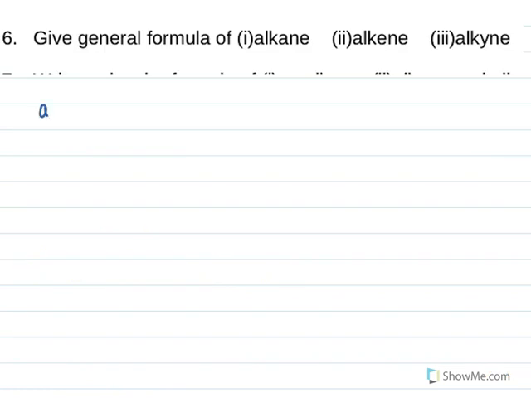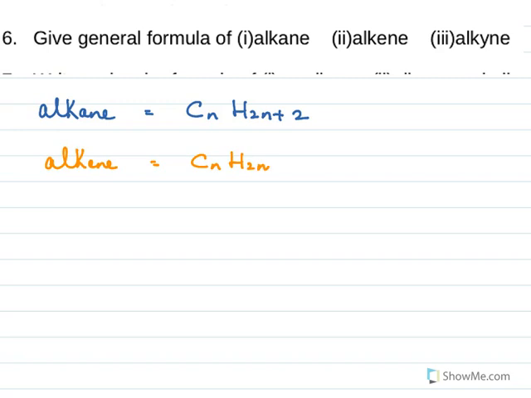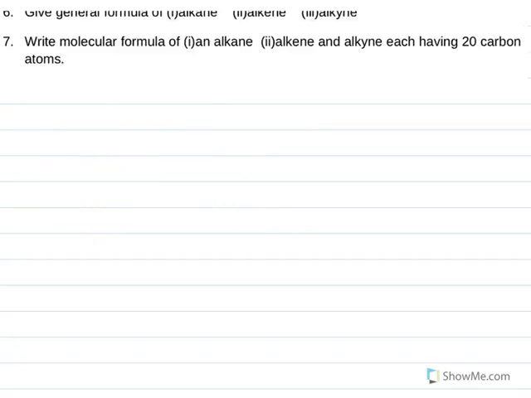Give the general formula of an alkane, and we've done it just now. An alkane is CnH2n plus 2. Then alkene, the general formula is CnH2n. And last is alkyne, CnH2n minus 2.